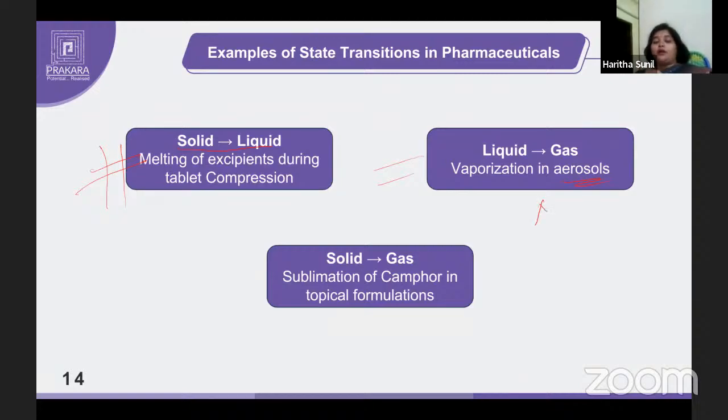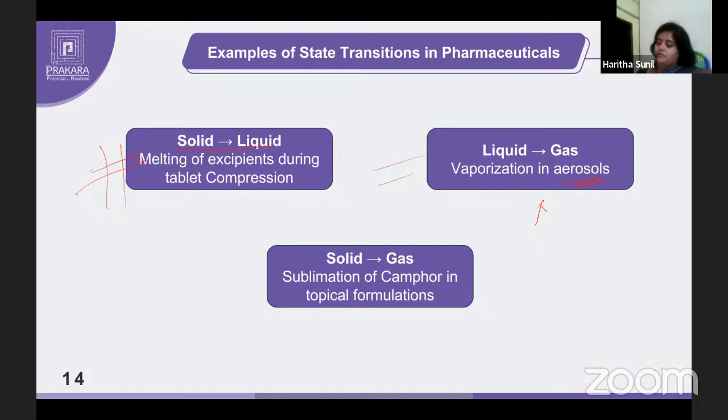Okay. So in pressurized aerosols, the liquid propellant vaporizes rapidly upon release, and they create a fine mist which delivers the drug to the respiratory tract. The most common example you can take is a salbutamol inhaler.